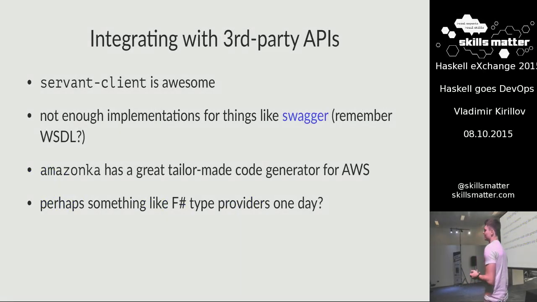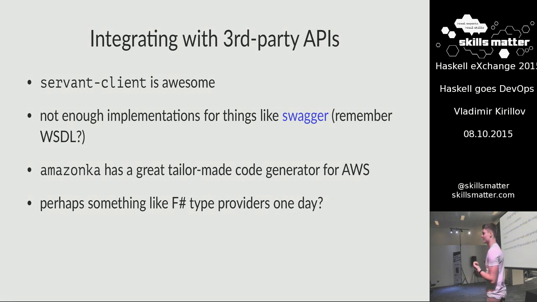So there's a lot of integration with third-party APIs, and we're using Servant Client a lot, and props to you guys for doing Servant. This is really great. And there are not enough implementations for things that Java developers or .NET developers take for granted, like implementing web service clients. Like there was this thing called WSDL, which is basically an XML description of a web service. And if you feed it to some magic Java thing, it generates like 100,000 lines of Java code, and you can just use it. And the current hipster thing is called Swagger, which Microsoft uses to encode, for example, Windows Azure APIs. And there are not enough implementations for things like that in Haskell.